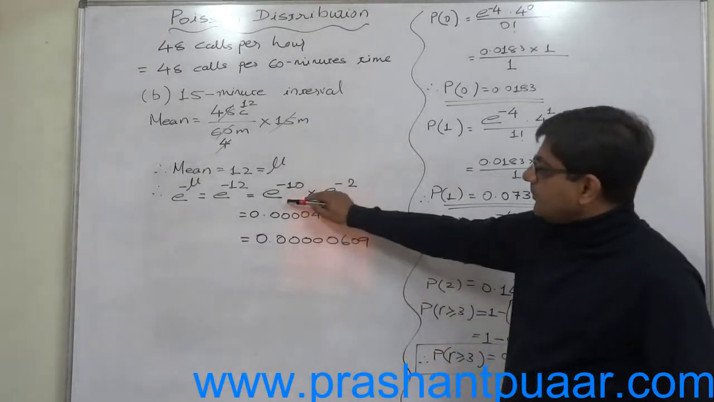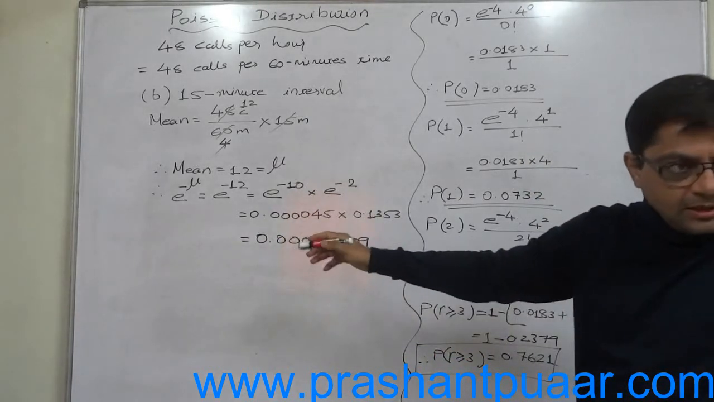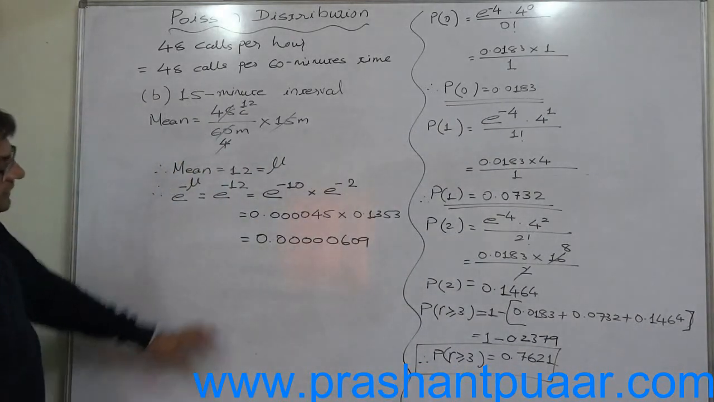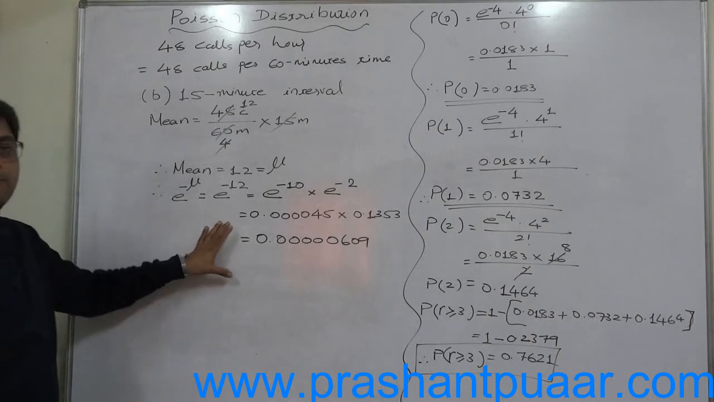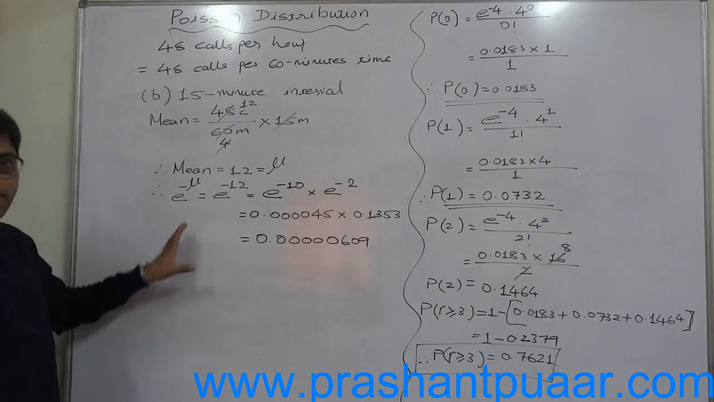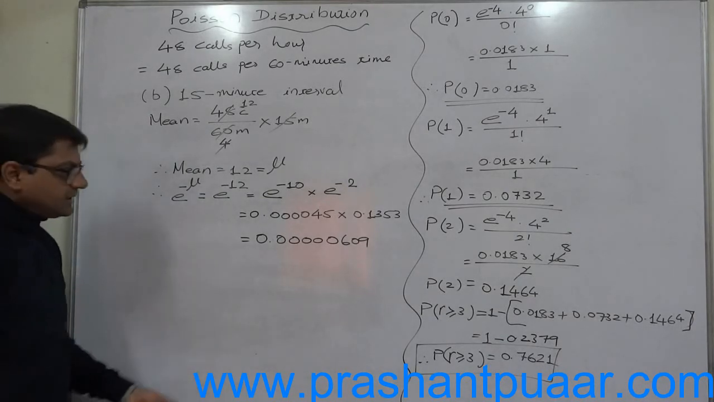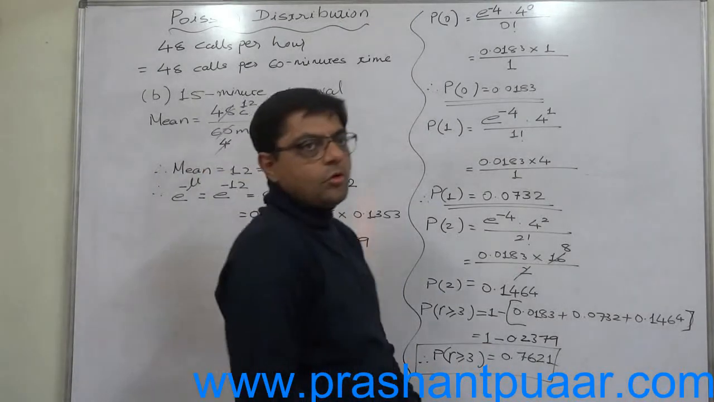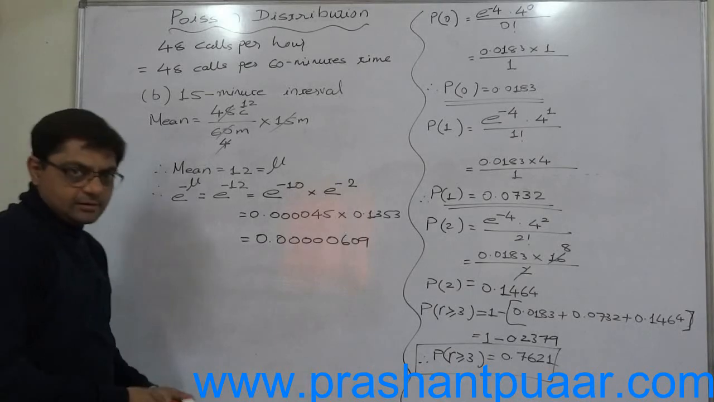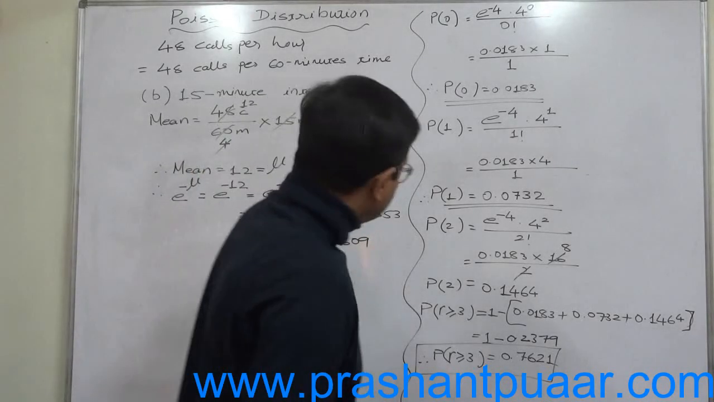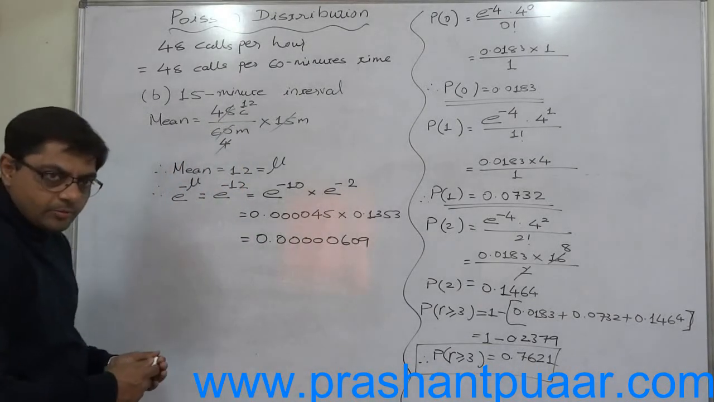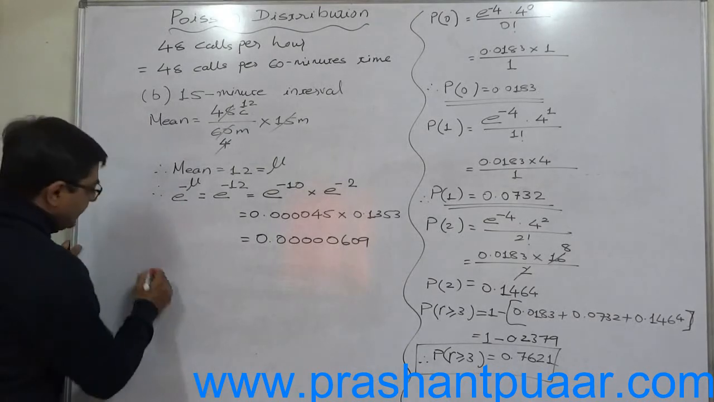This is actually an example of the limitation of Poisson distribution. If the value of mean increases, calculations with the help of Poisson distribution become very clumsy or complicated, particularly manually or with the help of a simple calculator. In such cases it is advisable to go for normal distribution if we have the data from which we calculate the standard deviation.